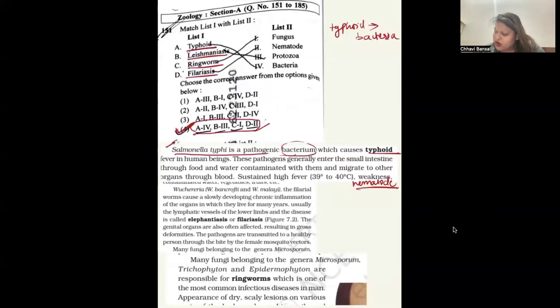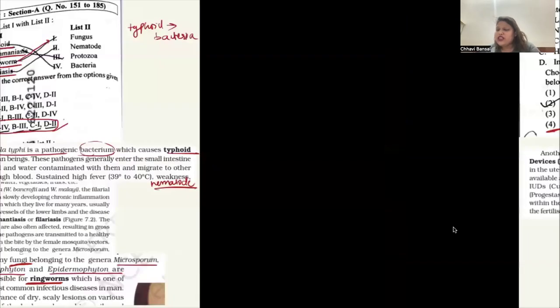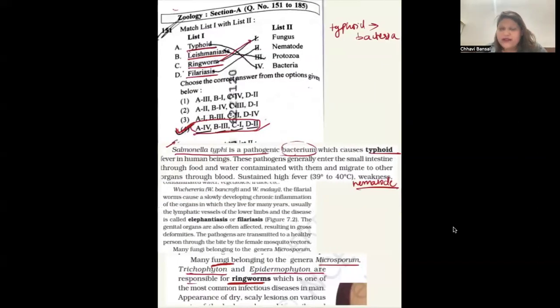Next, many fungi belonging to the groups Microsporum, Trichophyton, and Epidermophyton are responsible for ringworms. It means ringworm is caused by a fungus. So option C should be 1, right? All this information from NCERT tells us that the correct answer is option 4, where typhoid is caused by bacteria, leishmaniasis is caused by a protozoan parasite, ringworm is caused by a fungus, and filariasis is caused by a nematode.